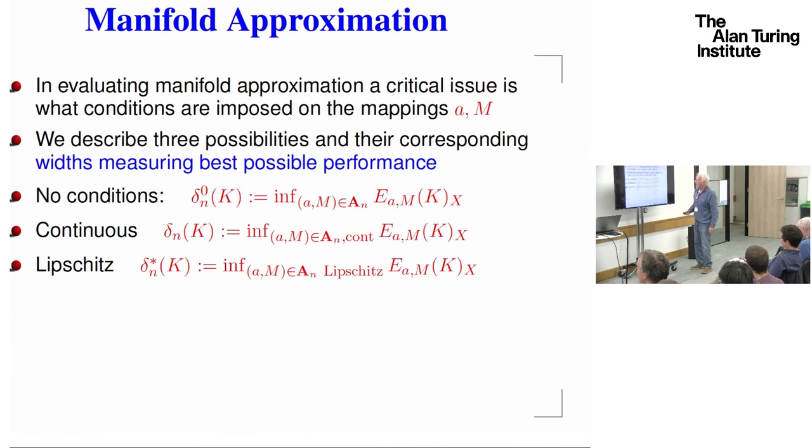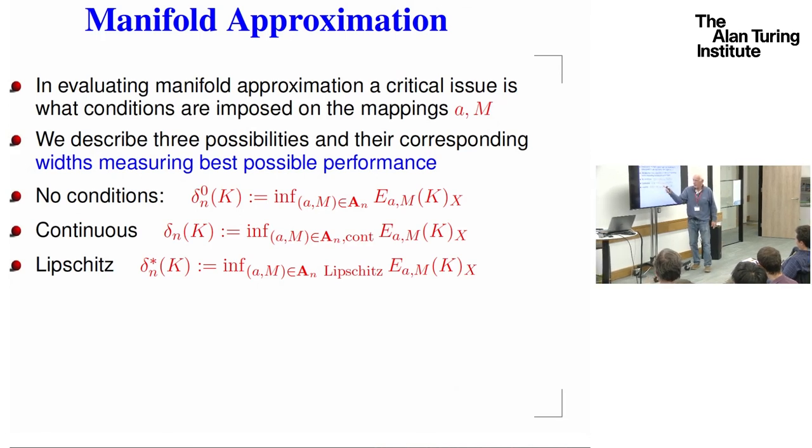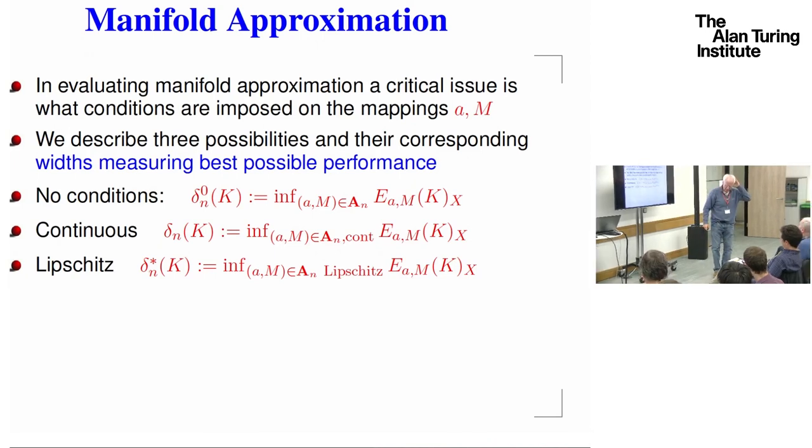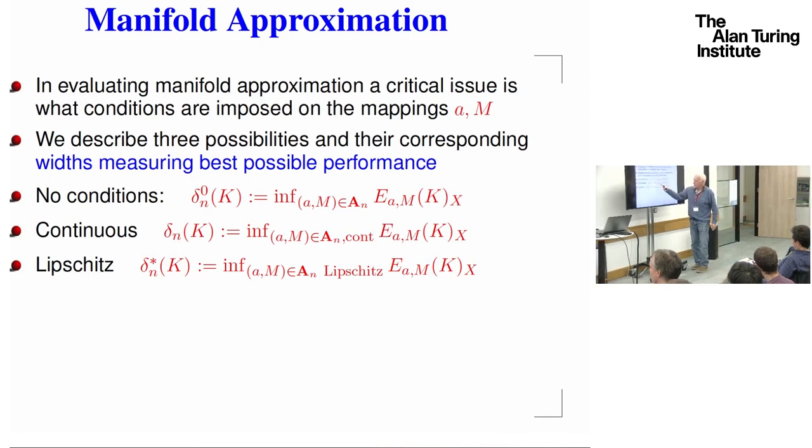Let's go back here. Well, the next thing you could do is say, oh, well, okay, I realize you've got a problem with space filling, so I'll assume a little bit. Would you accept if I only assume A and M are continuous? Okay, so you say, okay, I'll assume A and M are continuous. We introduced this a long time ago, Charlie Micchelli and Ralph Howard and I. This is called the manifold width, where we only assumed continuity of A and M. Okay, so that's delta N.